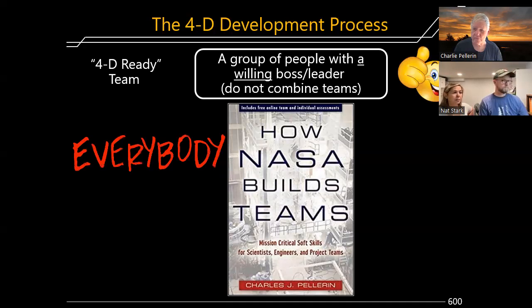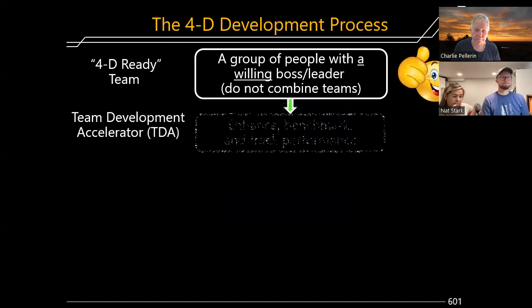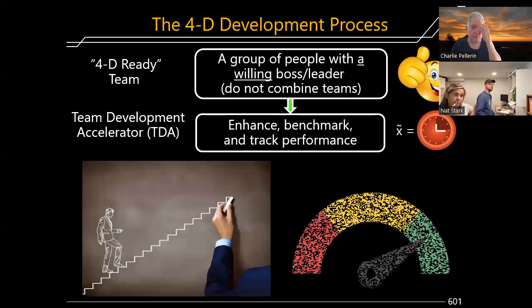It's $20. It's cheap. It's a reference document. You can still get it from Amazon, but they're printing it in a different way, a cheaper way, but you can still get the book if you want. And then we do the team development accelerator.